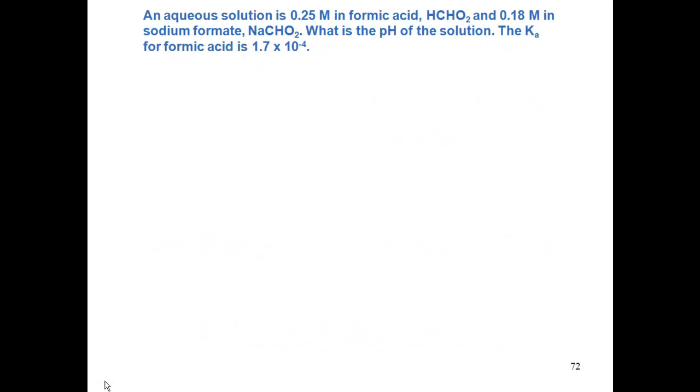Alright, let's see if we can calculate the pH of this particular problem. An aqueous solution is 0.25 molarity in formic acid, that's HCHO2, and 0.18 molarity in sodium formate, NaCHO2. What is the pH of the solution? The Ka of formic acid is 1.7 times 10 to the negative fourth.